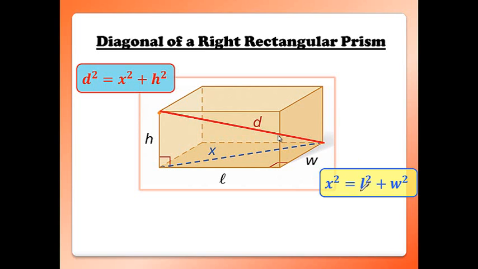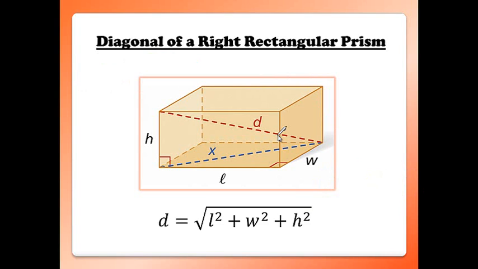So I know that x squared is L squared plus W squared. That can be substituted in here. And then we can solve for d. And that gives us the formula that we can use to find the diagonal of a right rectangular prism. Diagonal d is equal to the square root of length squared plus the width squared plus the height squared.